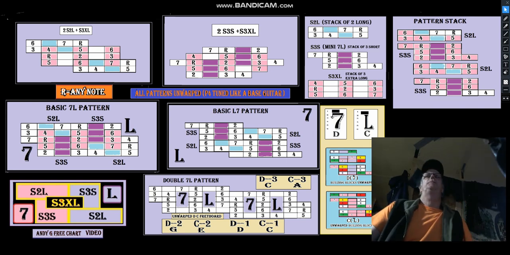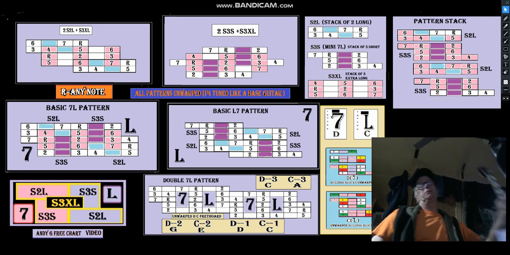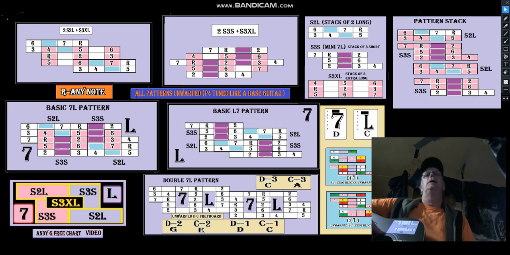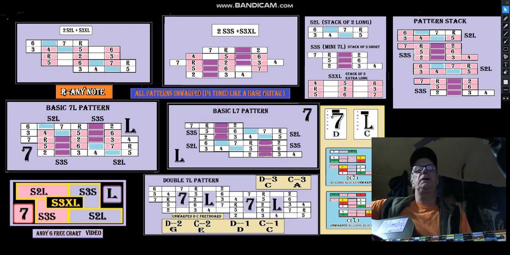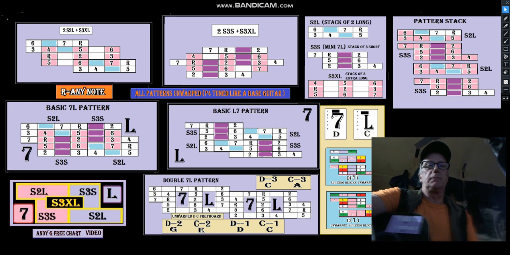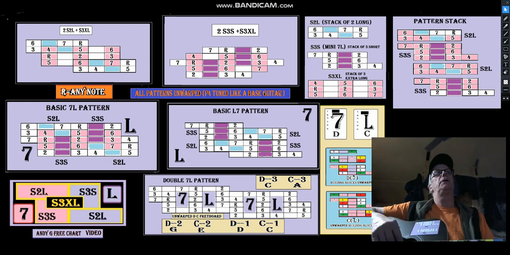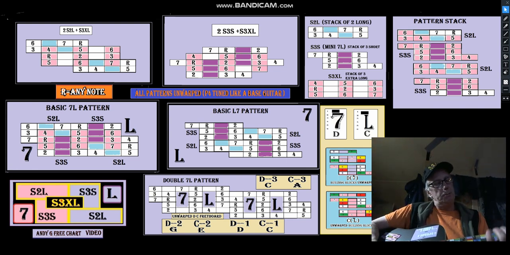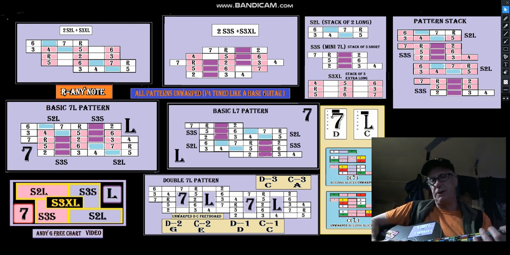Hey everybody, lesson 16 here, part 1. Subject is going to be the unwarped fretboard and unwarped patterns such as the S3S.